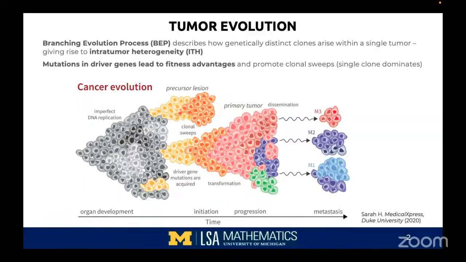So here's just a branching evolution process diagram. At the initial stages, we have driver gene mutations occurring that confer fitness advantages to certain clones and promote clonal sweeps where that subclone takes over the whole population. What we're really interested in is looking at the progression phase of this, where because of the high genetic instability, you get a lot of random mutations occurring, which are either private to a subclone or a group of subclones, and you want to see how that heterogeneity emerges and then impacts drug resistance and the evolution of the tumor moving forward.